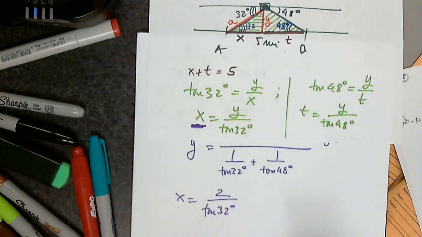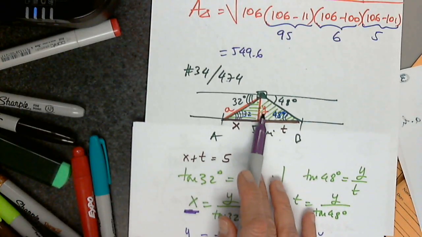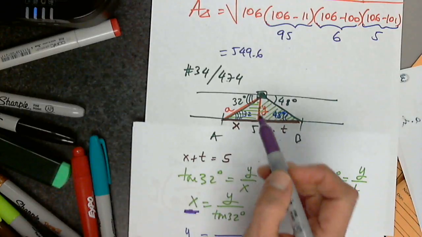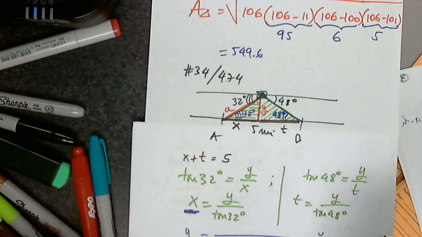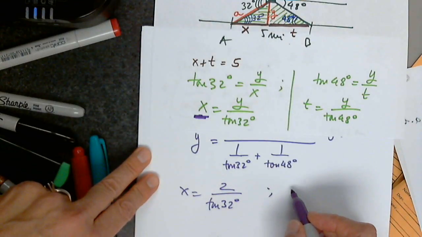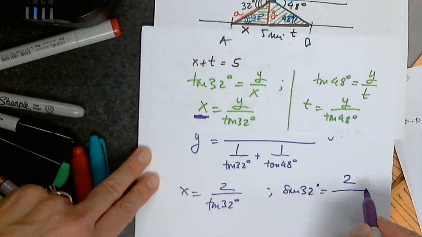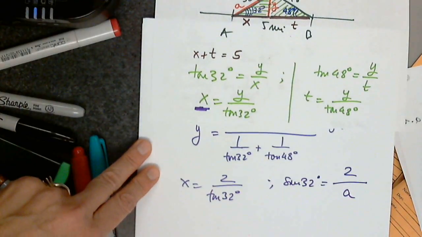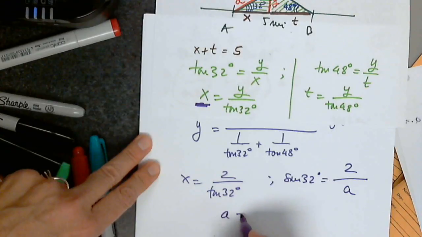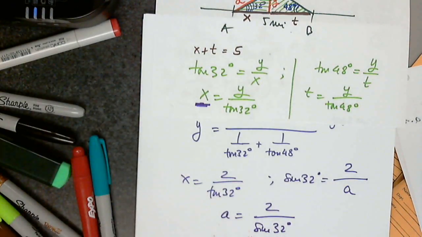Or you simply apply sine. You don't even have to do this. Because you have y, you can apply sine 32 degrees equals y over a. And from there you find a. Either this or the other one. So sine 32 degrees equals y, which is 2, divided by a. Cross multiply. A equals 2 over sine 32 degrees. And we didn't even need to apply law of sines.